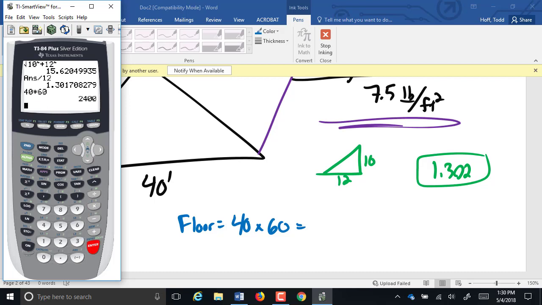2,400 times the 7.5 pounds per square foot, right? Which is going to be 18,000 pounds. And then times that slope correction factor, 1.302, gives 23,000. So it does add 5,000 pounds by using that slope correction factor.